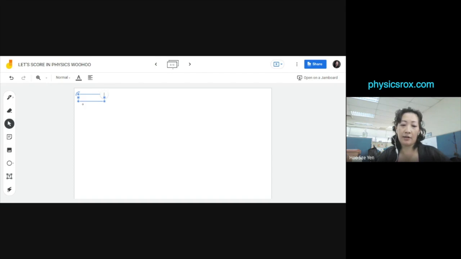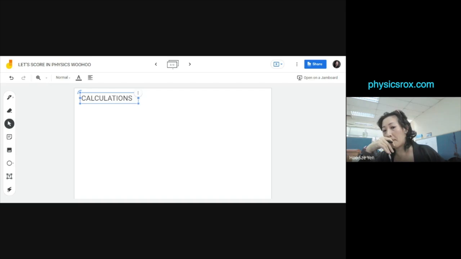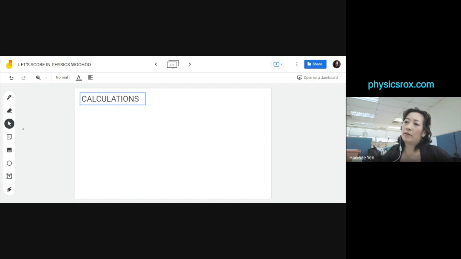Okay, so let's talk about calculations in general. When you present your calculations in physics, do you need to show working? What do you think? Please do not forget, because there have been many times when I mark the exam papers, a lot of students just write the final answer, no working. I can't give full marks if they don't have working. So don't forget, show working.